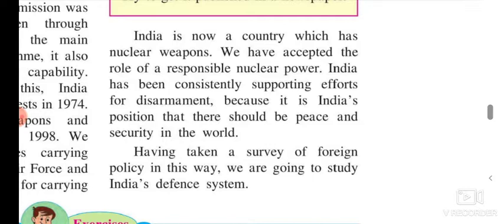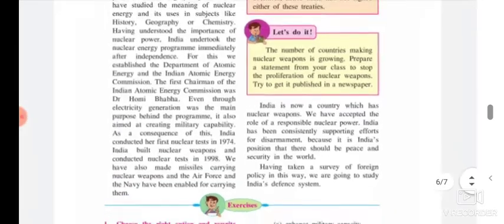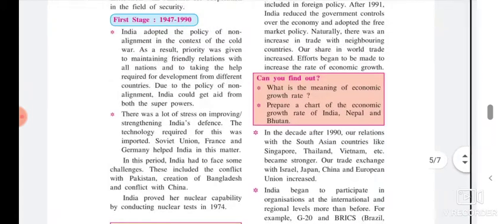India has been consistently supporting efforts for disarmament because it is India's position that there should be peace and security in the world. Having taken a survey of foreign policy in this way, we are going to study India's defense system. We have activities over here.